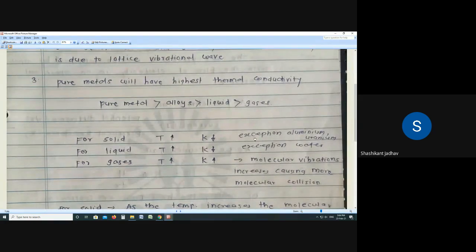In the first lecture, we discussed this point: for a solid, if temperature increases, what happens to thermal conductivity? It reduces. What is the reason behind this? As the temperature increases, molecular vibrations also increase, and these molecular vibrations obstruct the flow of free electrons, and because of that thermal conductivity reduces.